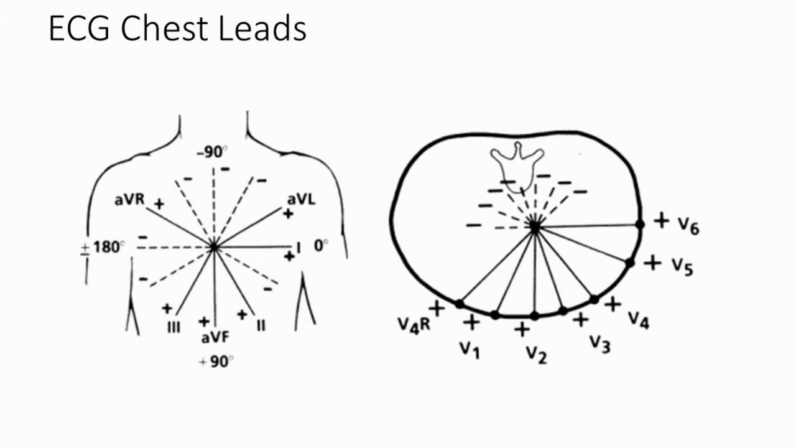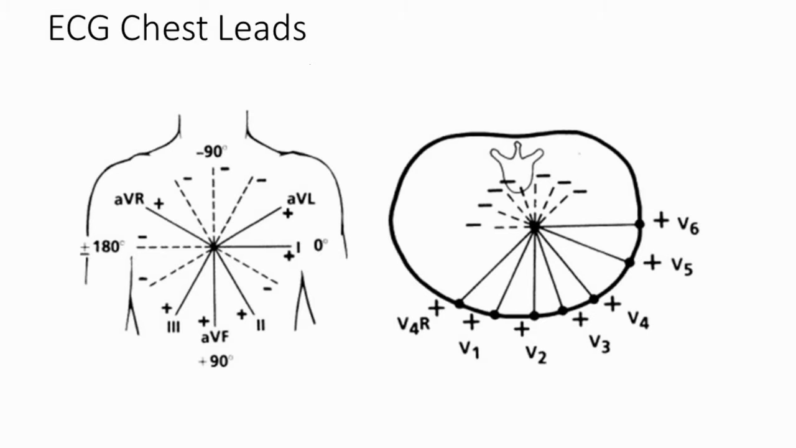Now, if you combine both the limb leads and the precordial leads, you essentially get these different axes. As I mentioned, the limb leads analyze the heart in the superior, inferior, and right to left axis. And the precordial leads really, as you can see in this diagram to the right of the screen, analyze the heart in the anterior, posterior, and left and right axes.